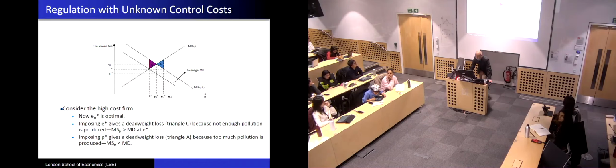But if, for example, we set a tax, we're going to end up in a situation where we have too much pollution. You see what I'm saying? Think about what's going on here. If we had perfect information, we would have set the cap here and the tax here. But we don't have perfect information. So we set the tax here and the cap here.